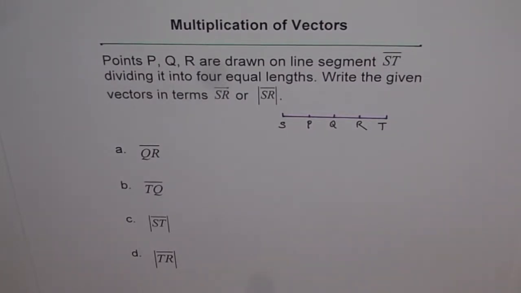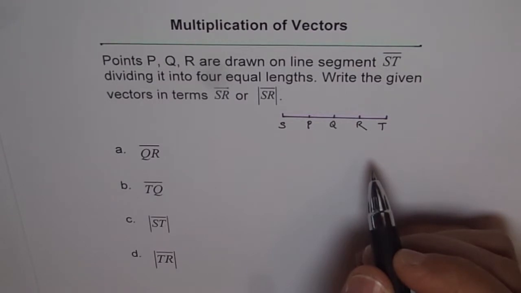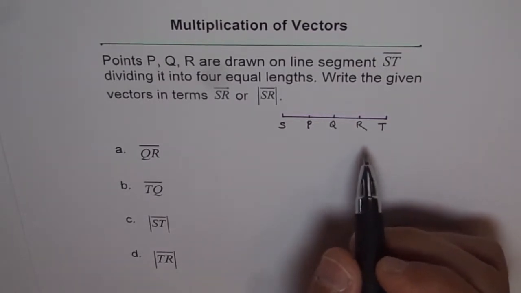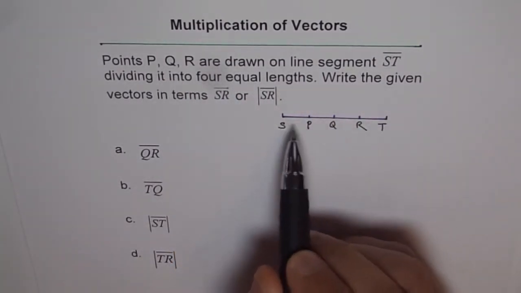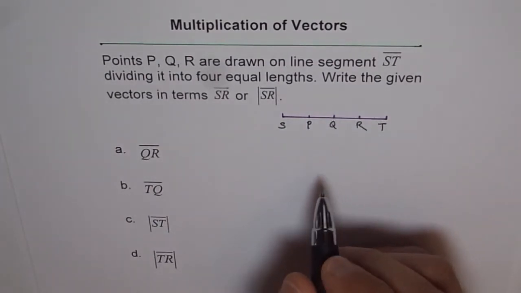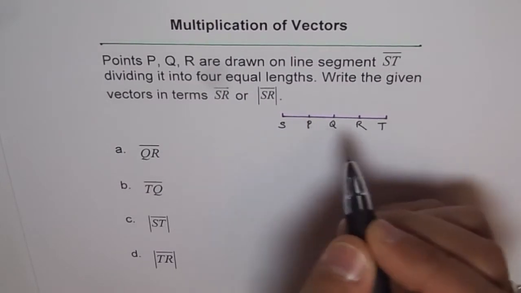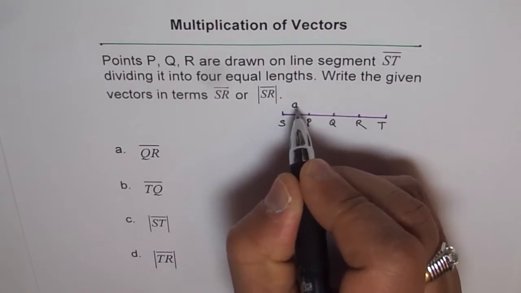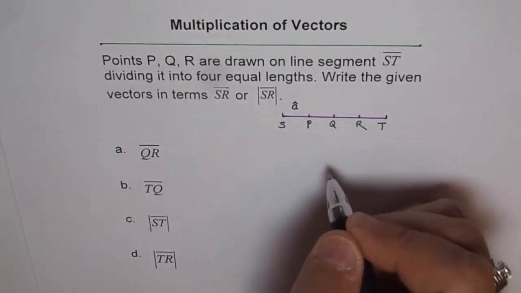So that's the question. Now how will we do it? In such questions, we can define a variable. Then it becomes kind of easy. For example, here we have one line segment ST which is divided into equal parts. So we can say every part is denoted by a vector, let's say A. Let me call this A for each small segment.